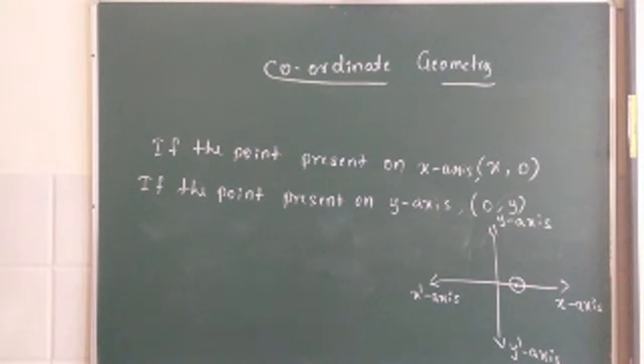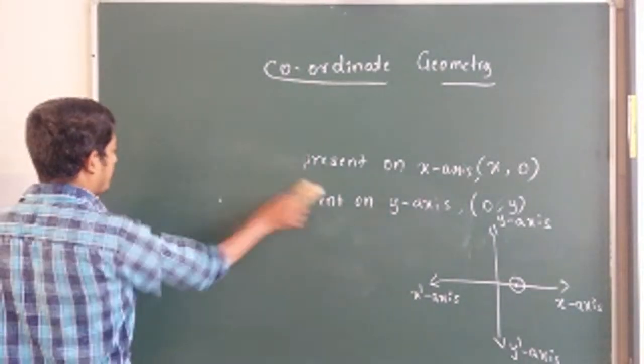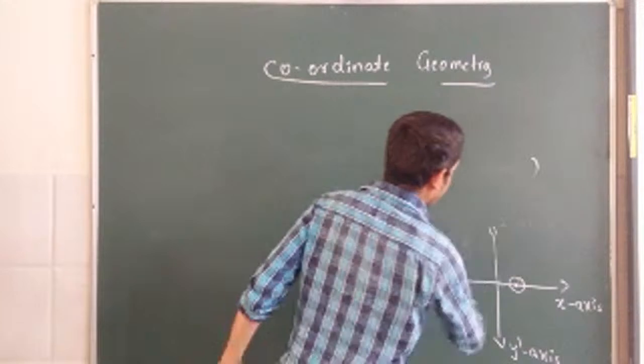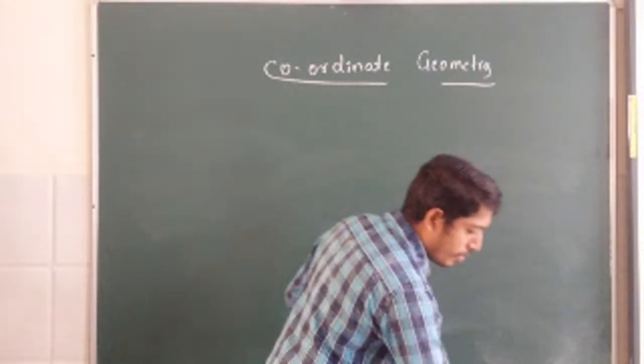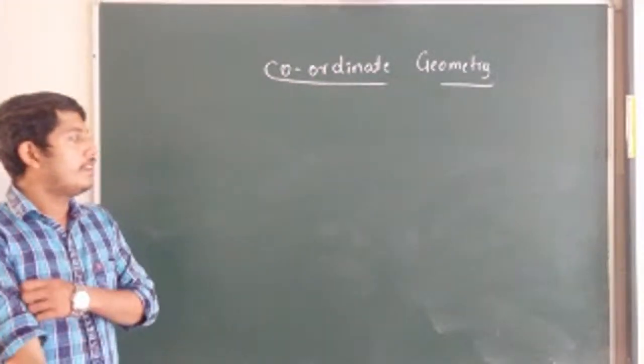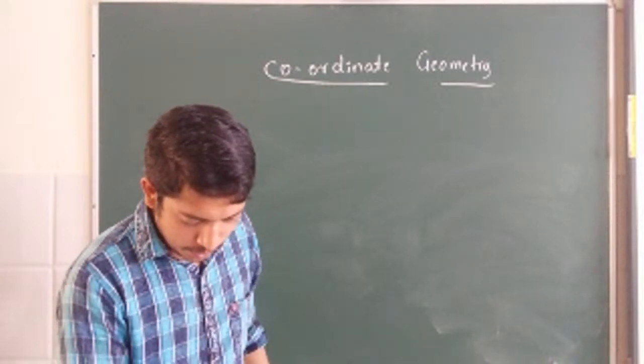If the point is present neither on the x-axis nor on the y-axis, then it is known as the origin, and the coordinates of the origin are 0, 0. Then about the quadrants. We learned everything in the 7th and 8th class. Okay, just recall.